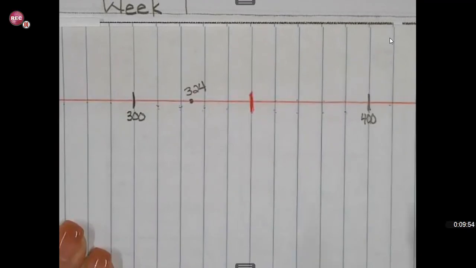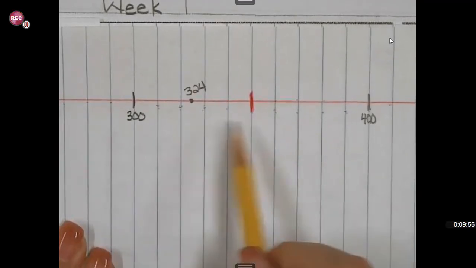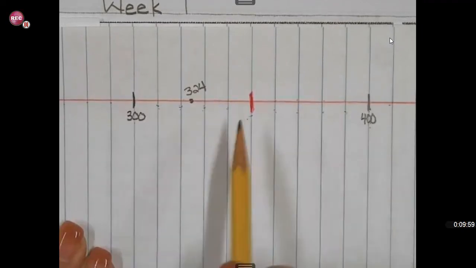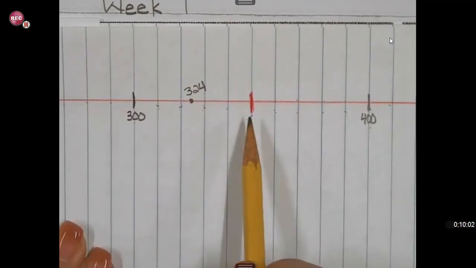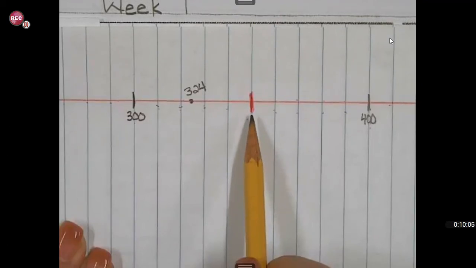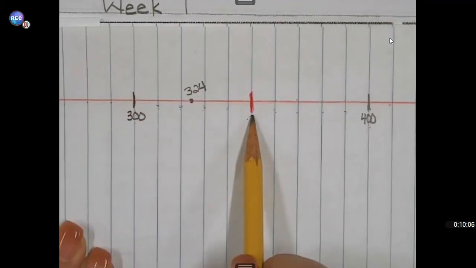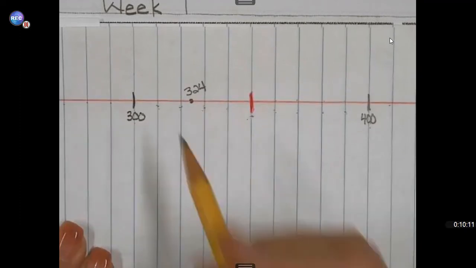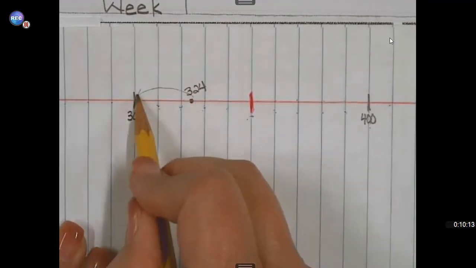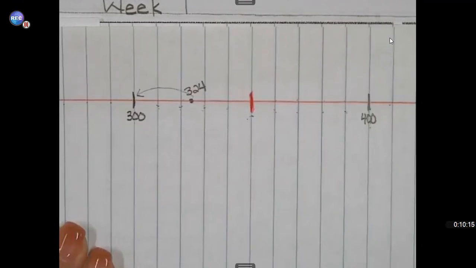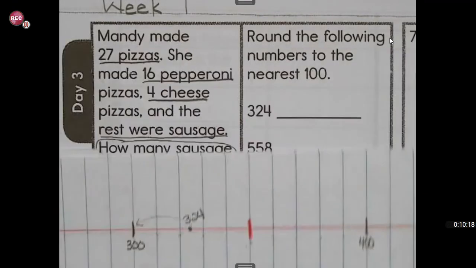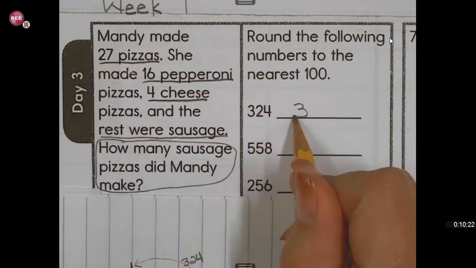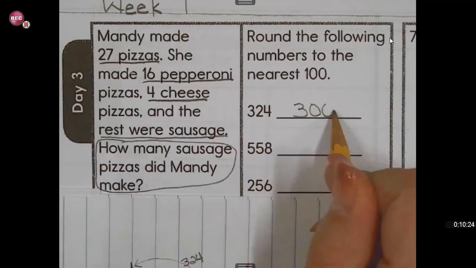So now we think about, okay, well, if 350 is right in the middle of our hundreds, and we're looking for the closest 100, we can see that 324 is less than 350, and we're going to round it to 300. It is closer to the 300. So now we can go to our answer document, and we could say 324 is closer or rounds to 300.